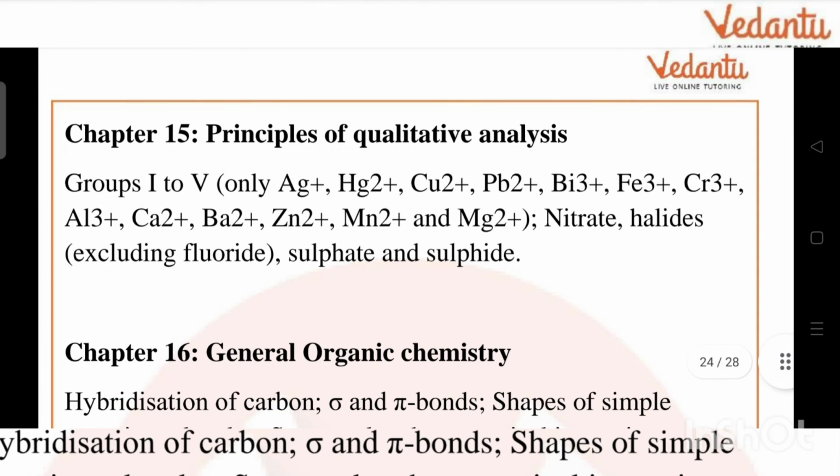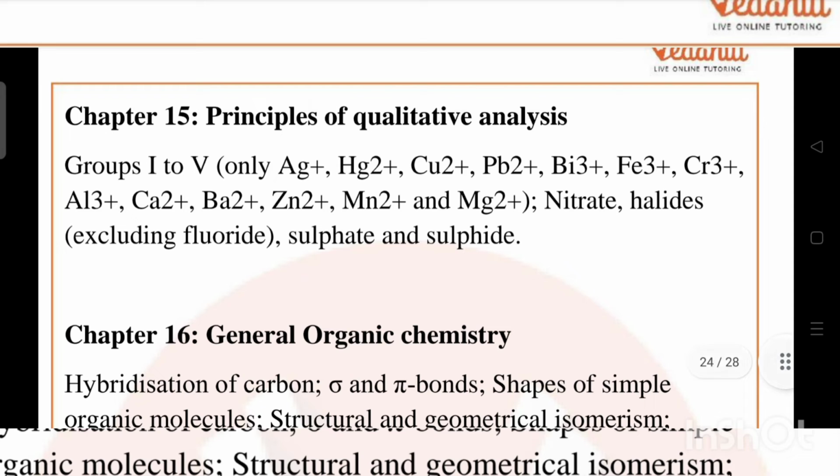Chapter number 15, principle of qualitative analysis, group 1 to 5 only, which are given here; we do not have to prepare for any other metals. Only Ag+, Hg+2, Cu+2, Pb+2, Bi+3, Fe+3, Cr+3, Al+3, Ca+2, Ba+2, Zn+2, Mn+2 and Mg+2; nitrate, halides excluding fluorides, sulfate and sulfide.